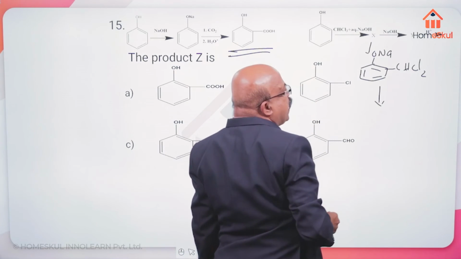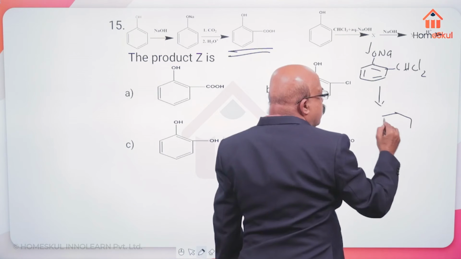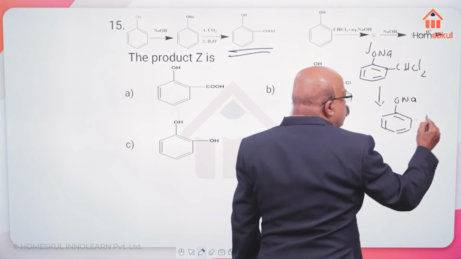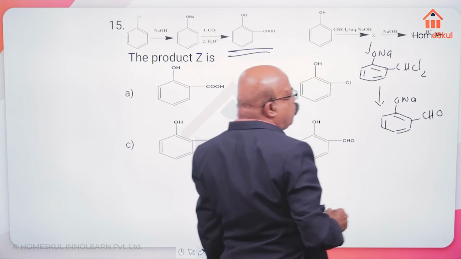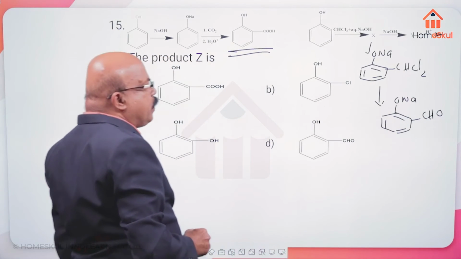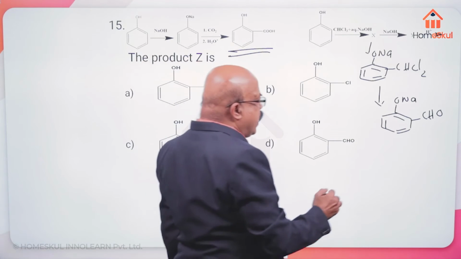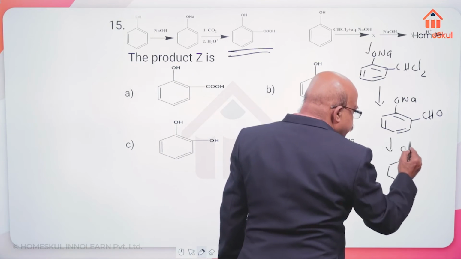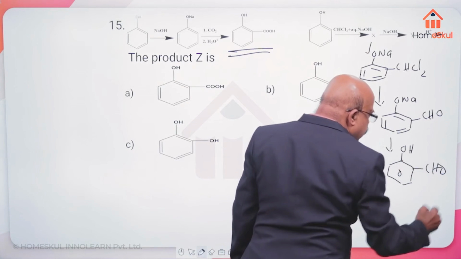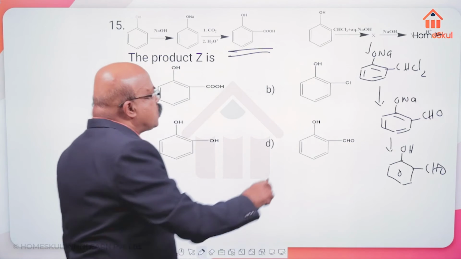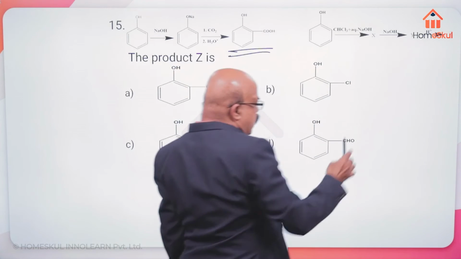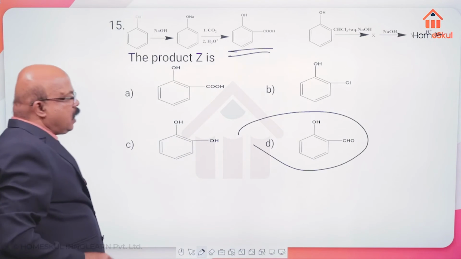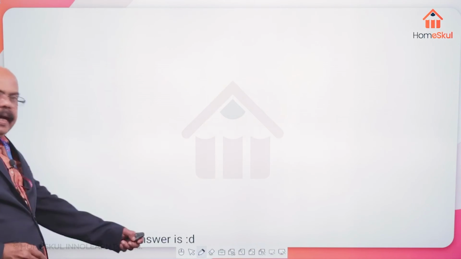That on treatment with NaOH, these two chlorine atoms are replaced by OH group. Two OH groups are on the same carbon atom. That removes a water to get CHO group. So substituted benzaldehyde is formed. This one acidification produces salicylaldehyde, orthohydroxybenzaldehyde. So its answer is 2-hydroxybenzaldehyde or salicylaldehyde. So option is D.